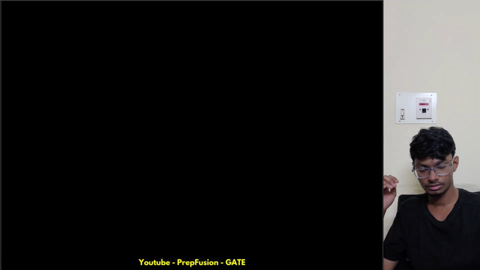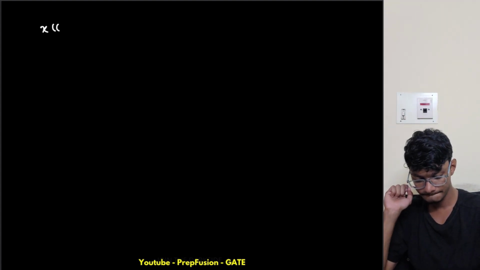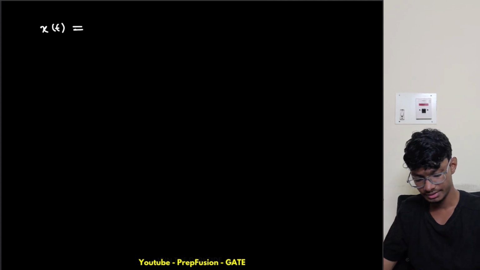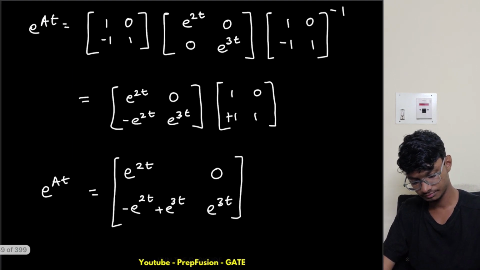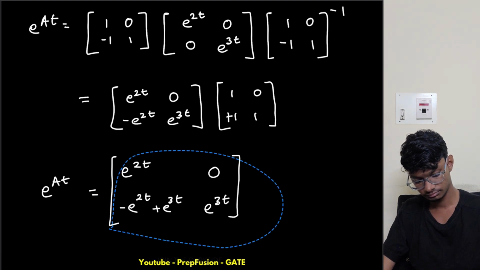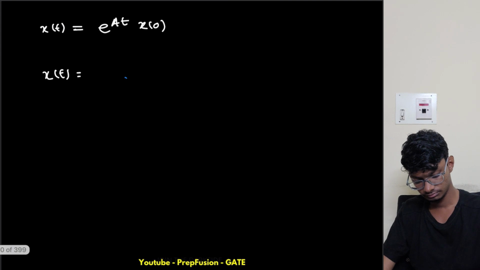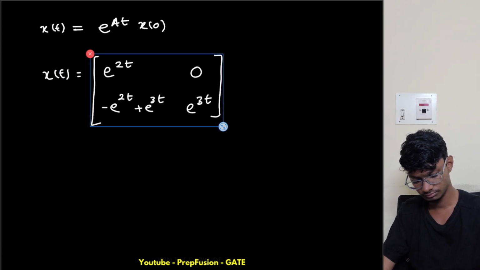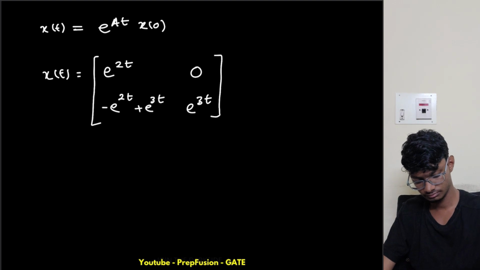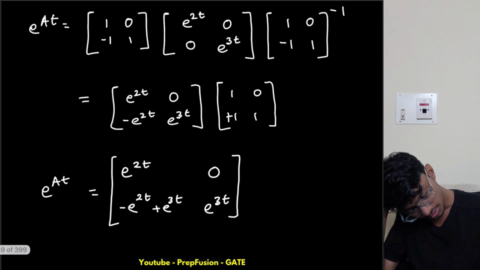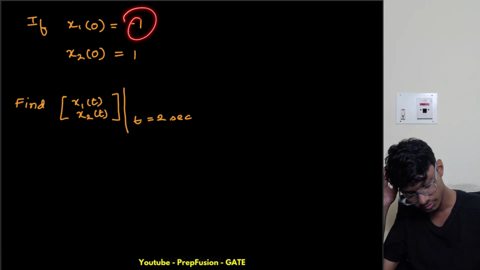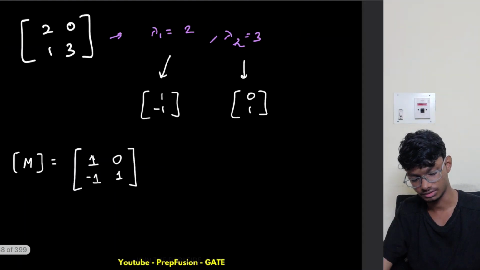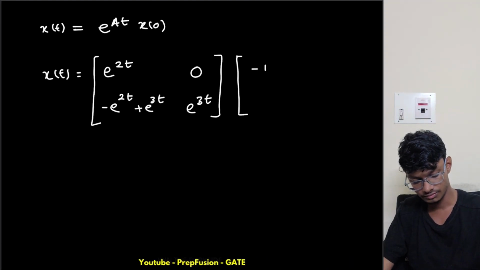So now, what will my x of t equal? It will be e raised to power At times x of 0. What is e raised to power At? It is simply this matrix. Let me copy this. This is x of 0. What was my x of 0? It was minus 1 and 1, x1, x2, so it is minus 1 and 1.